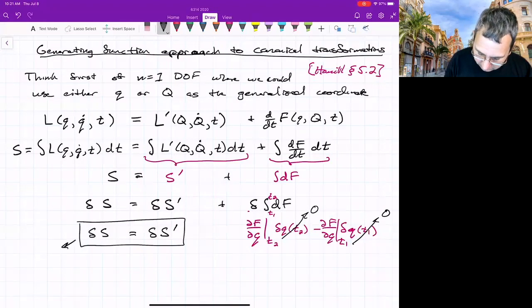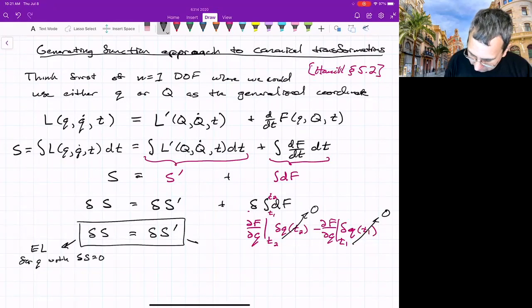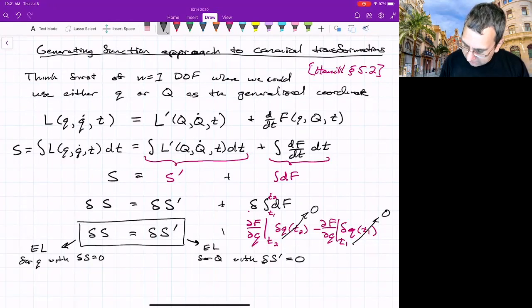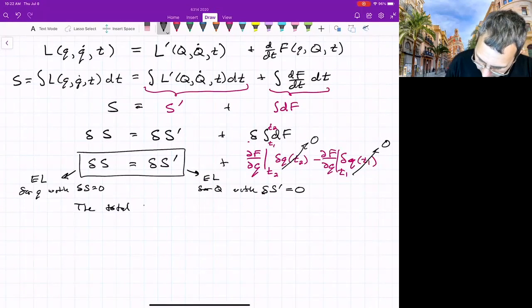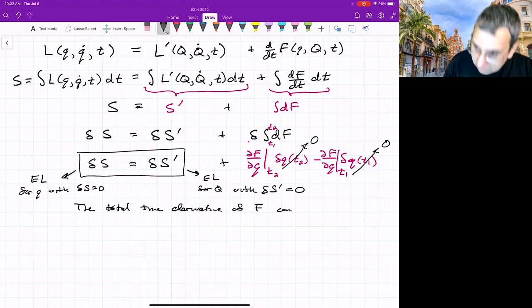So one of these would give you the Euler-Lagrange equations, or Lagrange equations, for the little q with delta S equals 0. And this would give you the Euler-Lagrange equations for big Q with delta S prime equals 0. And the total derivative of f, the function f, contributed nothing. Total time derivative of f doesn't change the first variation of the action.